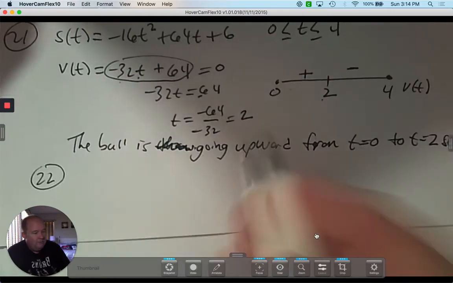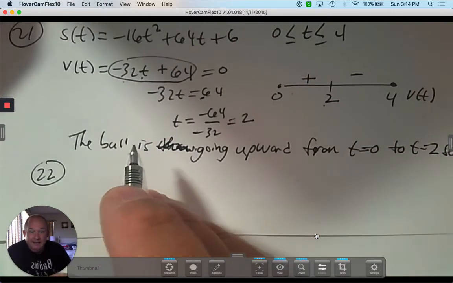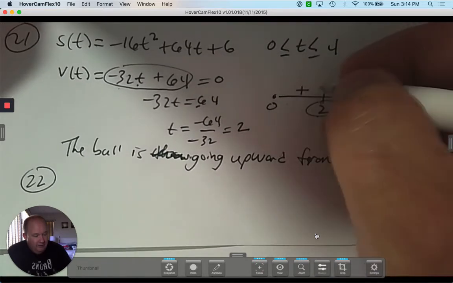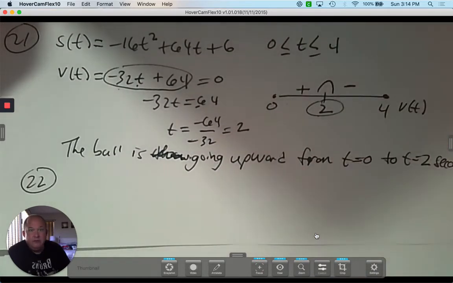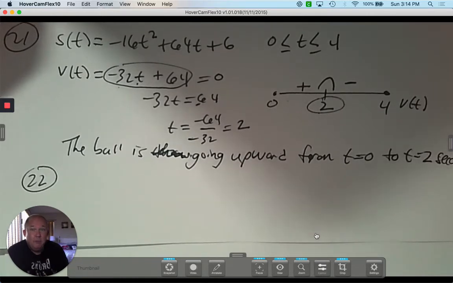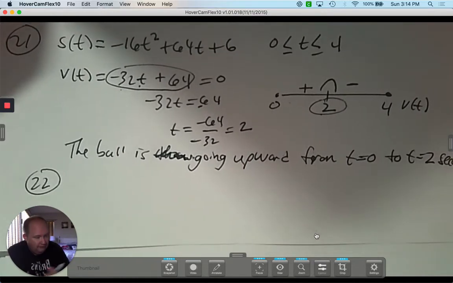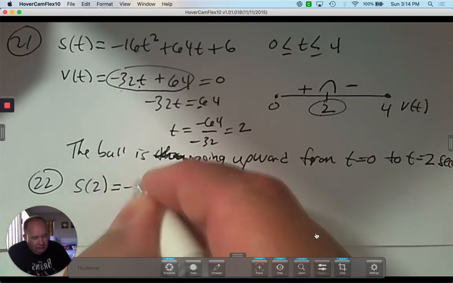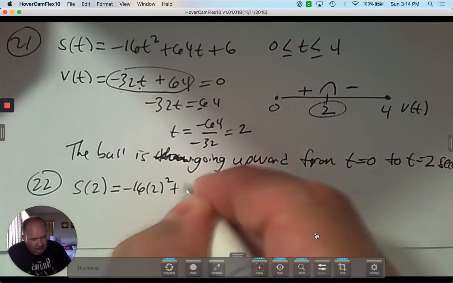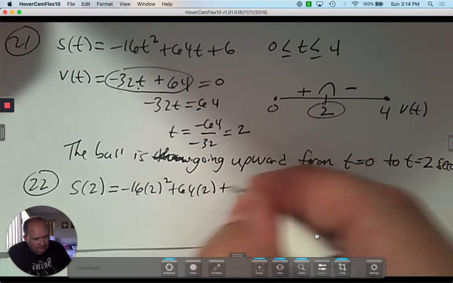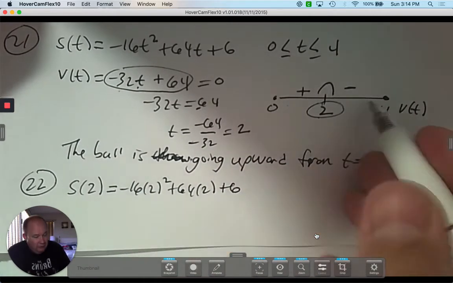All right, so if I come back here and recognize at 2 is when there is, and if I draw it, you can see there's a maximum at 2 seconds. Now, it's not asking at what time, but what the actual maximum height is. So I need to go back into the position function and plug 2 in to see what that answer is. So let's do that right now. So I'm going to plug 2 in, comes from here.